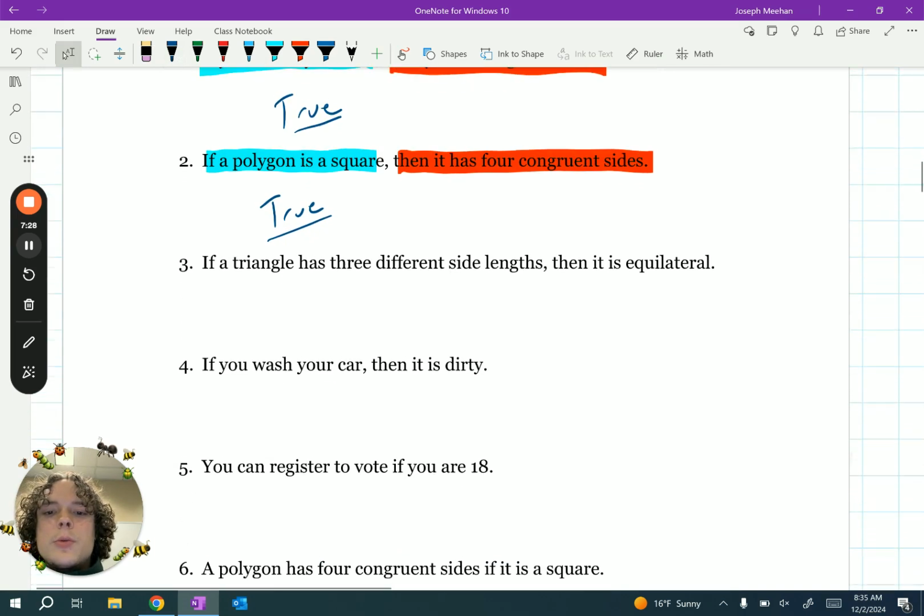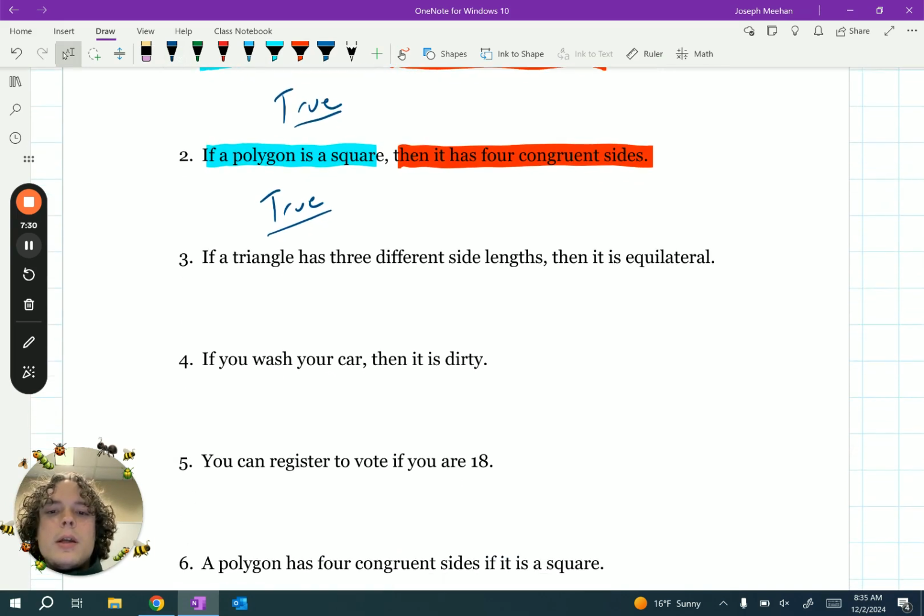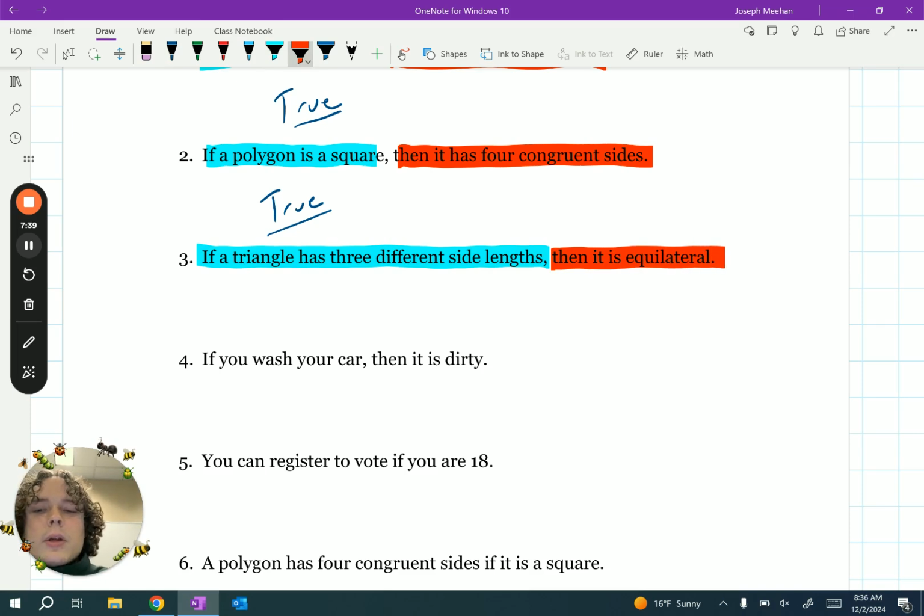Number three says if a triangle has three different side lengths, then it is an equilateral. So if a triangle has three different side lengths, that has to be the hypothesis. Then it is an equilateral. That has to be the conclusion. All right? What do we know about equilateral triangles? Equilateral means they all have the same side lengths, right? All the sides are the same.